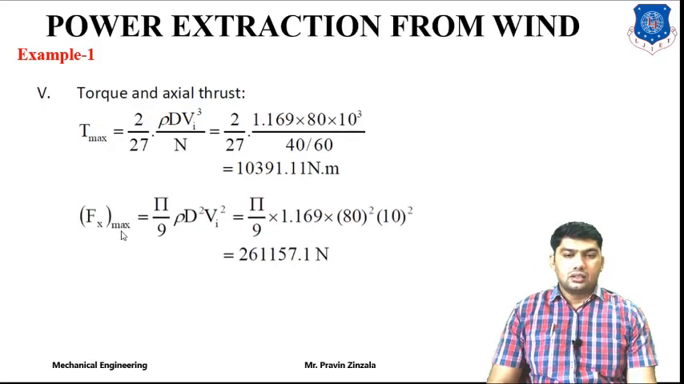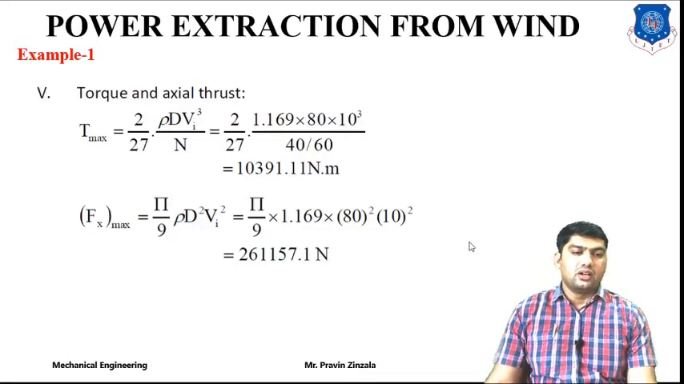Maximum axial thrust, the equation of maximum axial thrust is pi by 9 rho d square v square. By inserting the value of density, diameter and area, we will get the maximum axial thrust equal to 2,61,157.1 Newton. So this is the maximum axial thrust. We have to consider all these points for the design of a wind turbine.